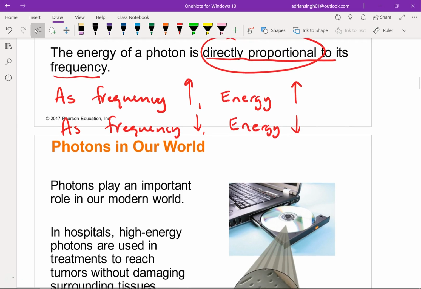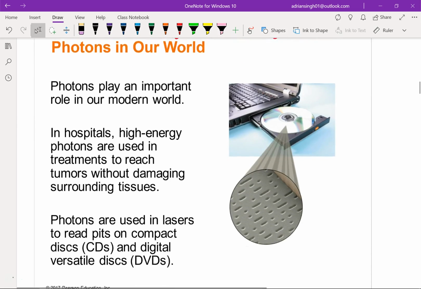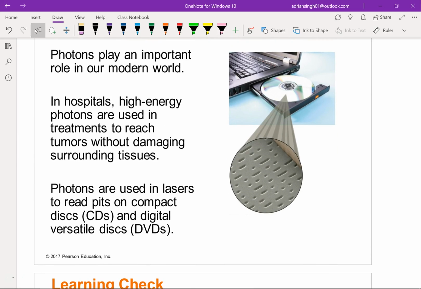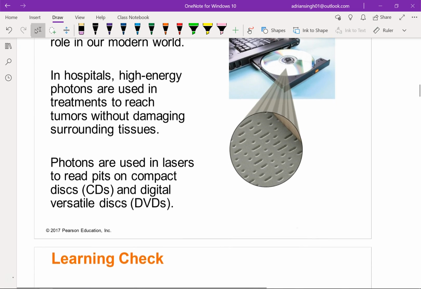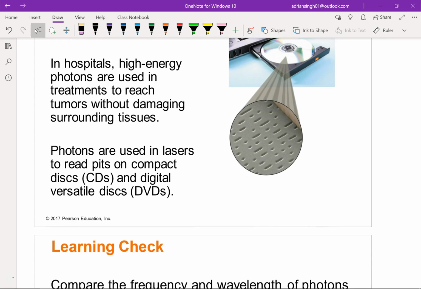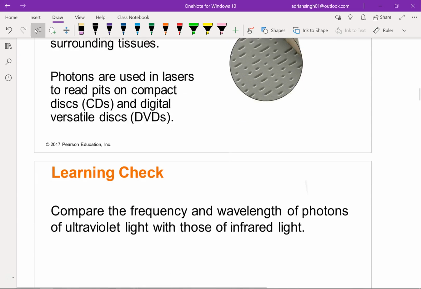All right, we use photons on a regular basis. If you have to treat a tumor, for instance, we use high energy photons to do that. Photons are used in lasers to read your compact discs, your CDs and your DVDs, for instance. So they're all over the place, and we use them a lot.